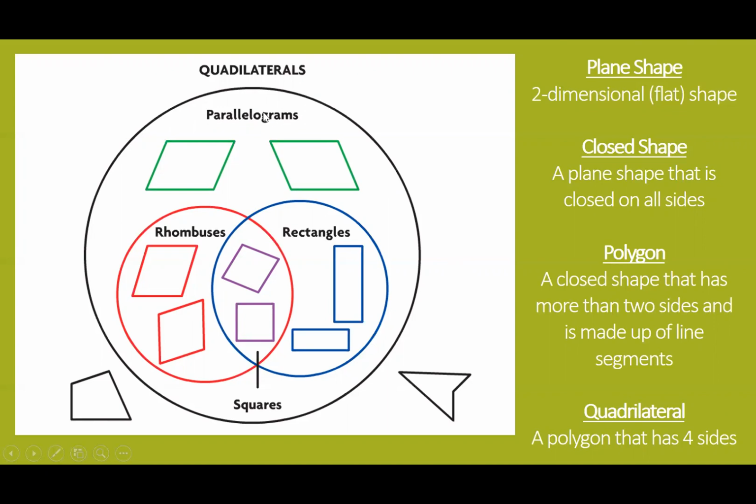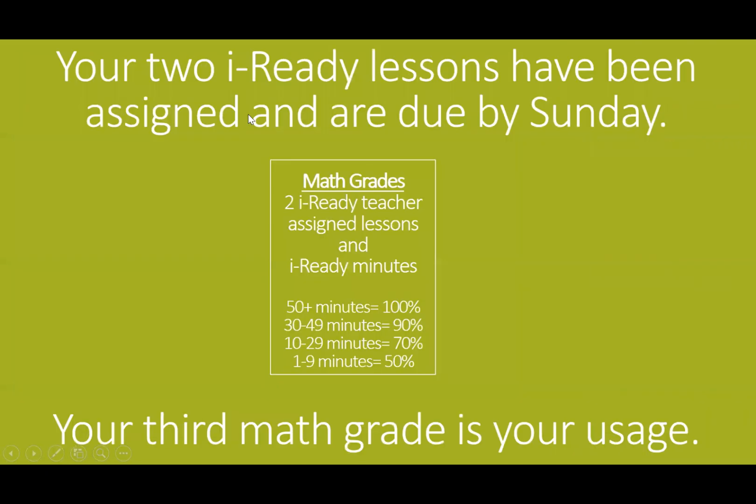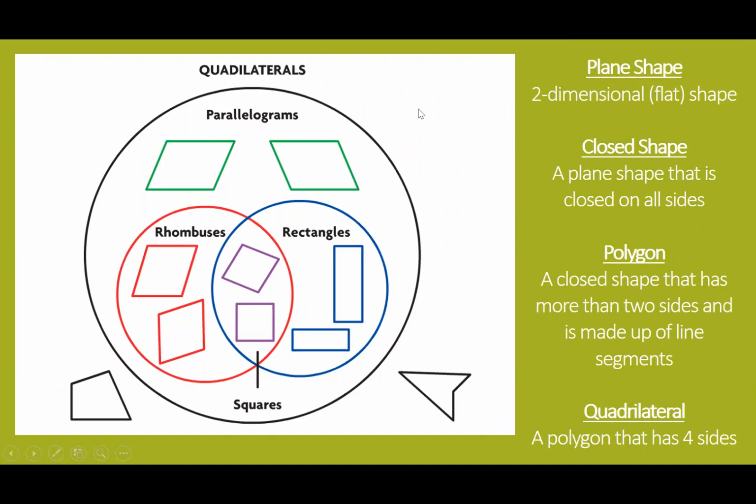Because we have a subcategory called parallelograms. That means inside this circle, everything is a parallelogram. So here are two examples of parallelograms.